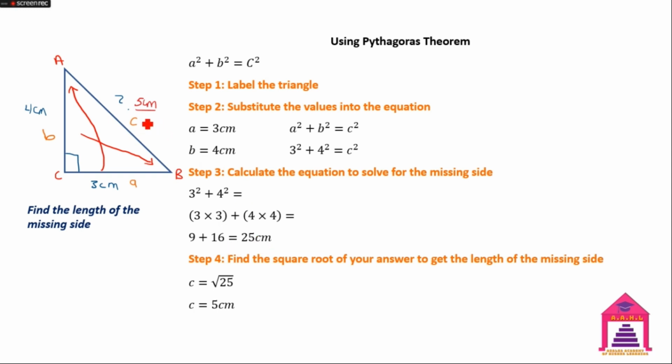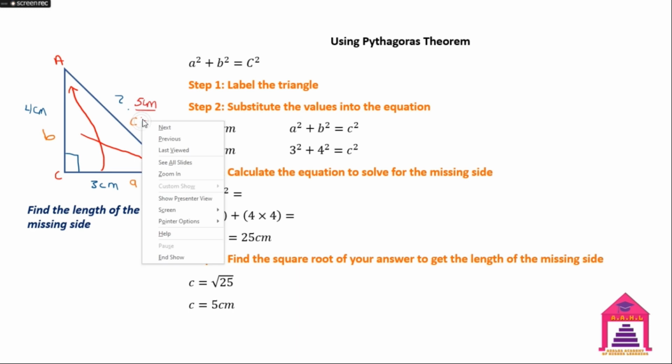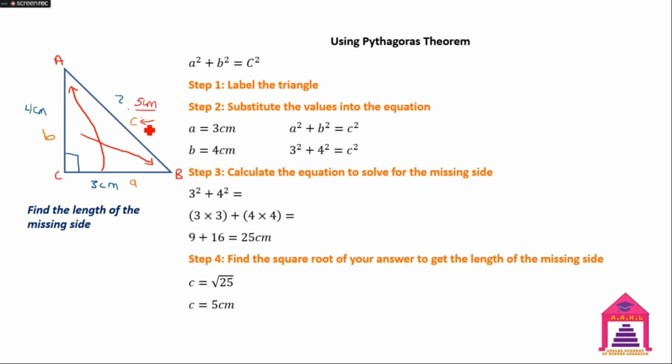Now remember, we want to find the C, right? This here is equal to C squared. It's not equal to C. So we have to find the square root of this answer to be able to get C, which would give us our 5 centimeters. Right?